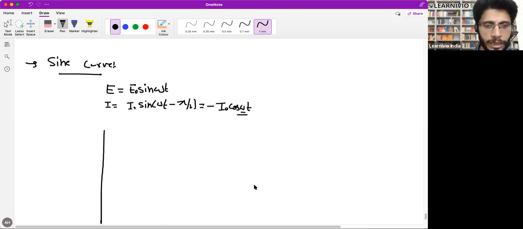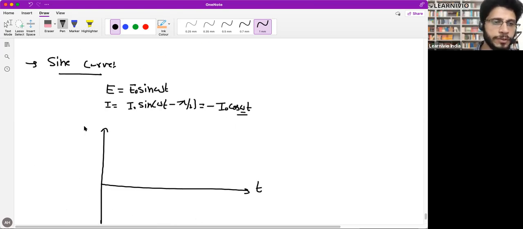When you plot the graph, this is time and this is EMF. E is E naught sine omega t. That means your graph would be sinusoidal. This is for EMF.